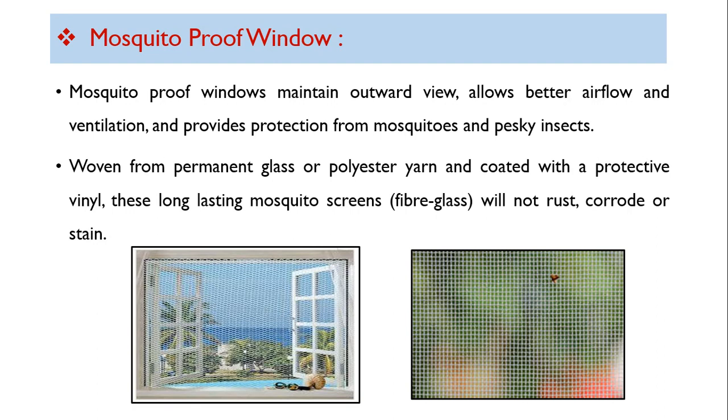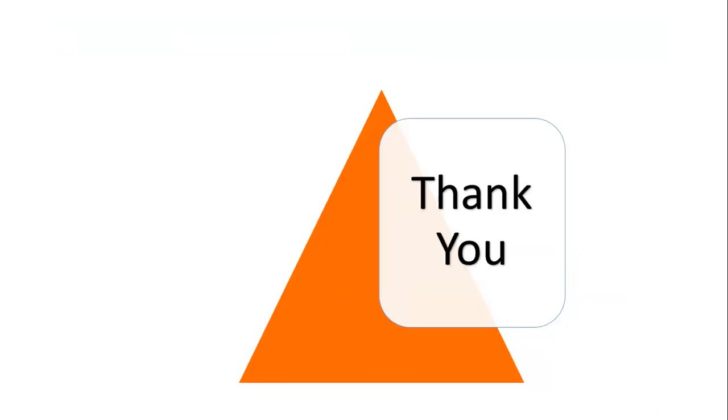So it is a simple screen. It may be of any material: plastic, polyester yarn, vinyl or long-lasting fiberglass. It is provided along with the glass panels. If the window has 3 shutters or 2 shutters, in that case it is possible to provide this type of mosquito proof window. So this is all about various types of windows.